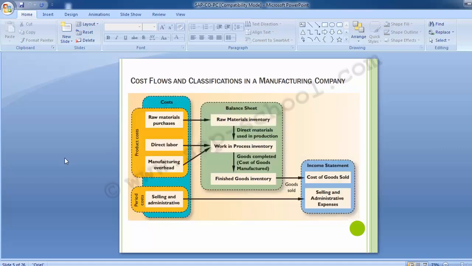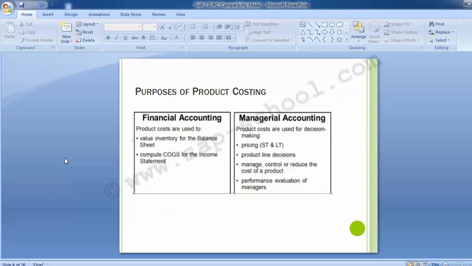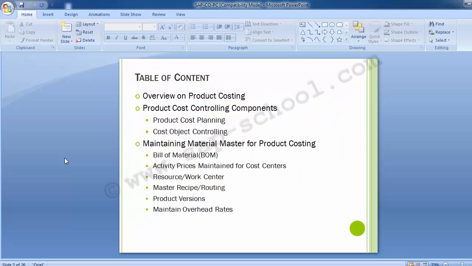Now moving on to the next, the cost center components. As in the index, the table of contents, we discussed that product cost controlling has been divided into two components. One is product cost planning and another is cost object controlling. So let's see what product cost planning is all about and what cost object controlling is all about.